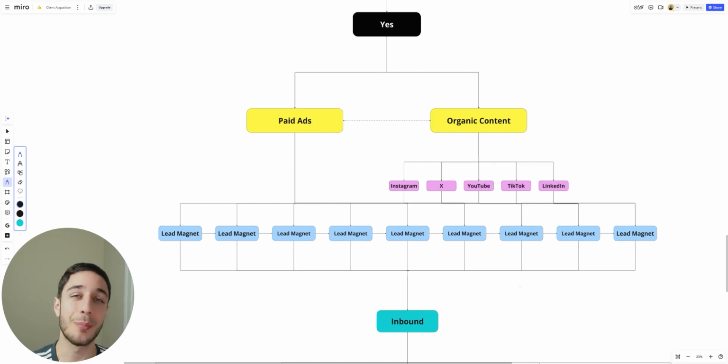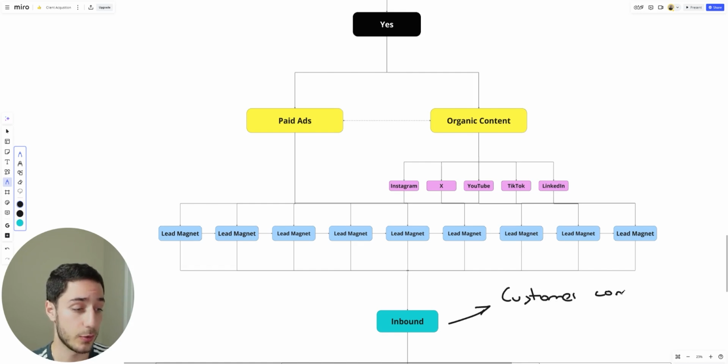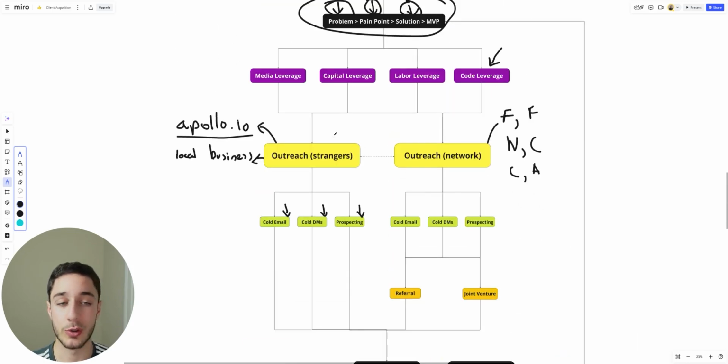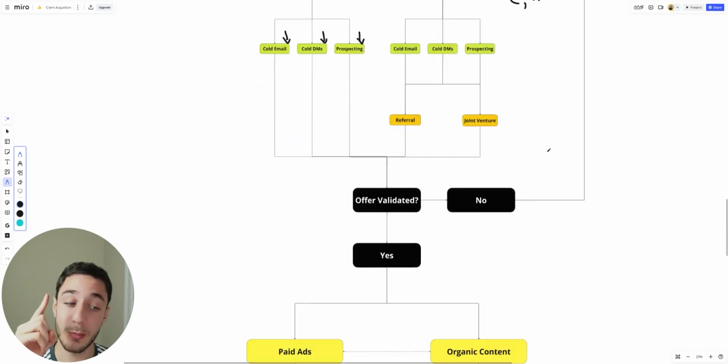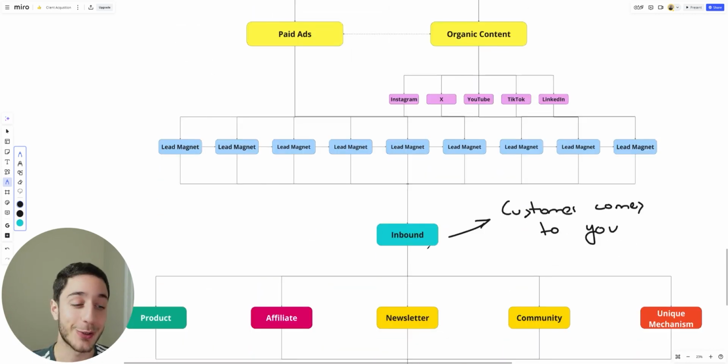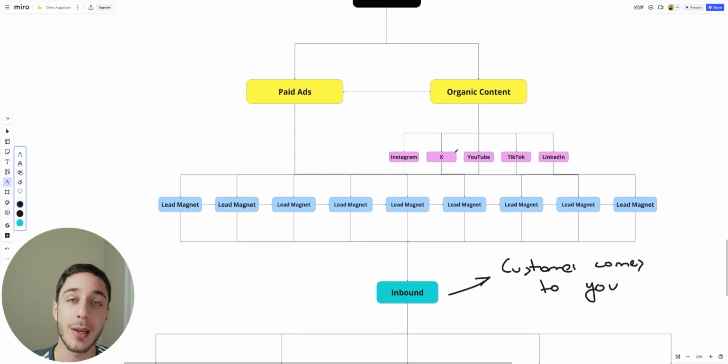For those of you who don't know what inbound marketing is, it's actually the customer coming to you. So if you remember, in the first two outreaches we did here, we as the business owners ourselves were reaching out to potential customers, right? So it's the business going to the customer. But for the first time now, the customer is coming to us. It's inbound. And it's the same thing with paid ads, right? Except with paid ads, we pay money to do so, whereas with organic content, it's free. We just make the content and people consume it and then come to our business.